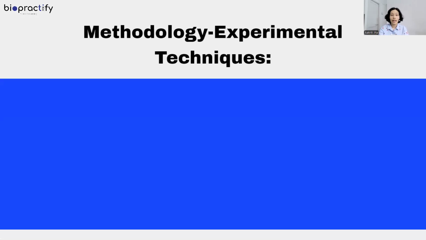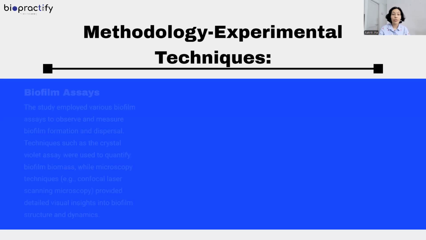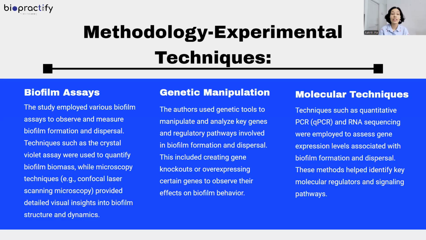Then another methodology was experimental techniques. First was biofilm assays. The study employed various biofilm assays to observe and measure biofilm formation and dispersal. Techniques such as crystal violet assay were used to quantify biofilm biomass, while microscopy techniques such as confocal laser scanning microscopy provided detailed visual insights into biofilm structure and dynamics.